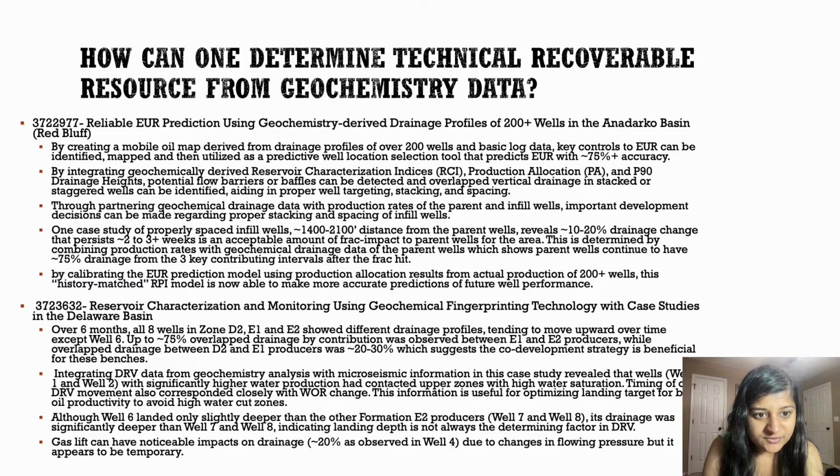372.3632, Reservoir Characterization and Monitoring Using Geochemical Fingerprinting Technology with Case Studies in the Delaware Basin and Eagle Ford. So over 6 months, all 8 wells in the Eagle Ford 1 and 2 showed different drainage profiles, tending to move upward over time. An overlap drainage contribution was observed between E1 and E2 producers, while overlap drainage between D1 and E1 producers is 20 to 30%, which suggests that a co-development strategy is the beneficial strategy for these benches.